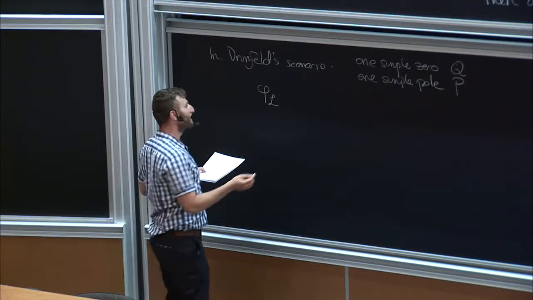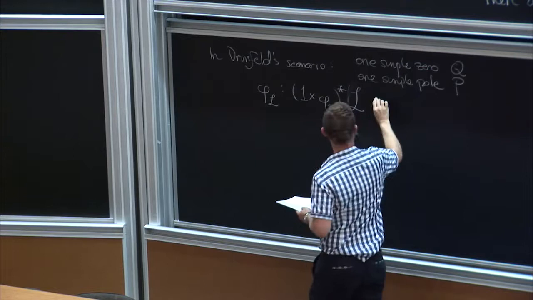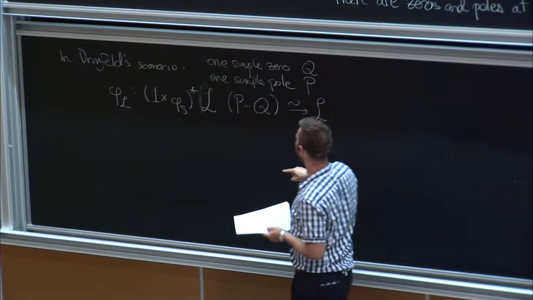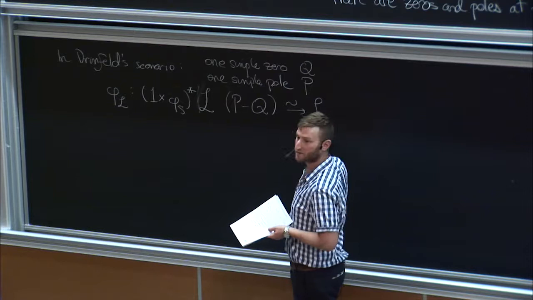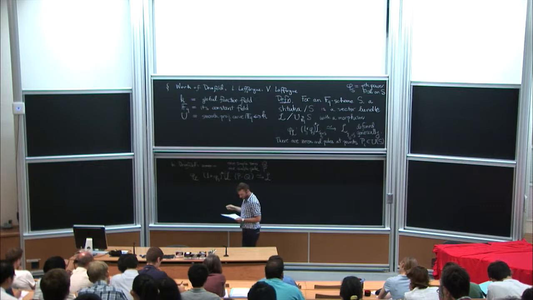this phi_L is doing this. It's an isomorphism of this pullback twisted by P minus Q. And then it really is a morphism defined over U cross S like this. So we see it's allowed to have a pole at P and a zero at Q, and this is really going to be an isomorphism then. Okay. So that was Drinfeld's original situation here.